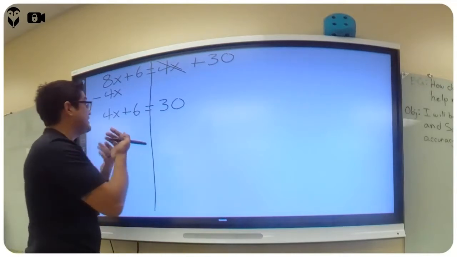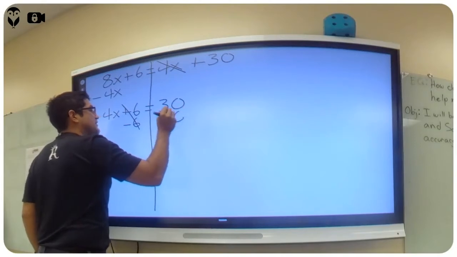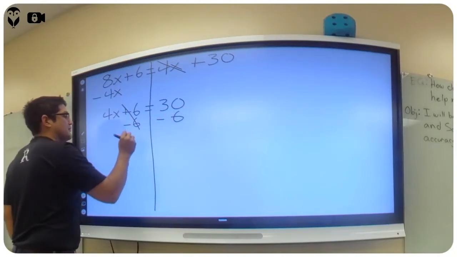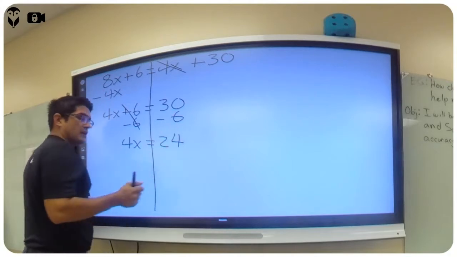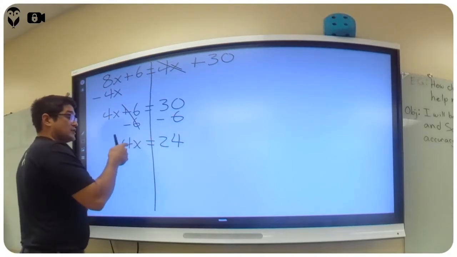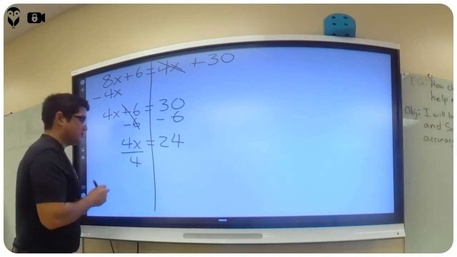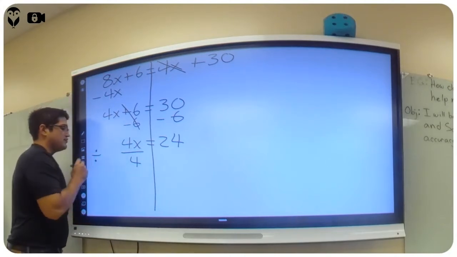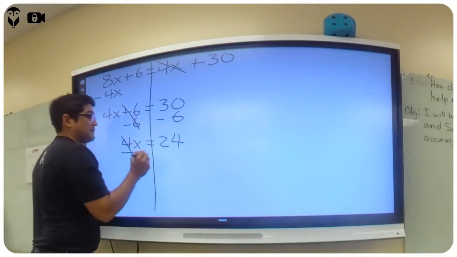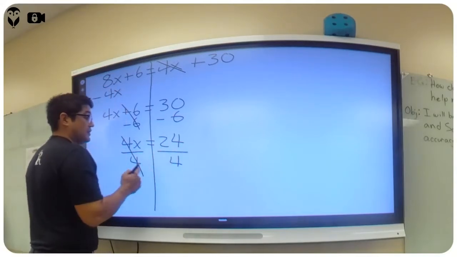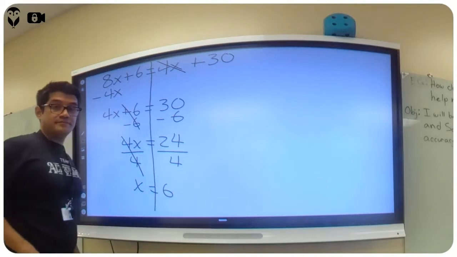And what's the opposite of adding 6? Subtracting 6. Whatever you do to one side, you do to the other. Bring it down, you're left with 4x equals 24. Then what's the opposite of multiplying by 4? Divide by 4. Remember, this is my division symbol. I do not draw this and use it, so you won't see it anymore. Divide by 4, divide by 4, x equals 6.